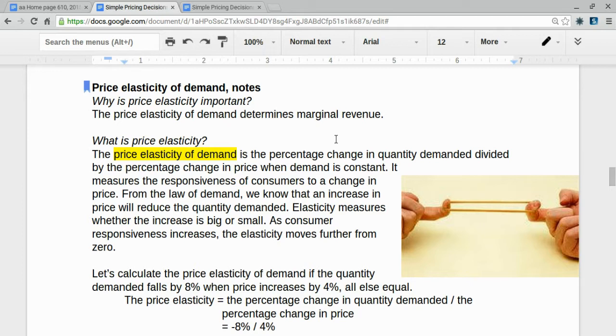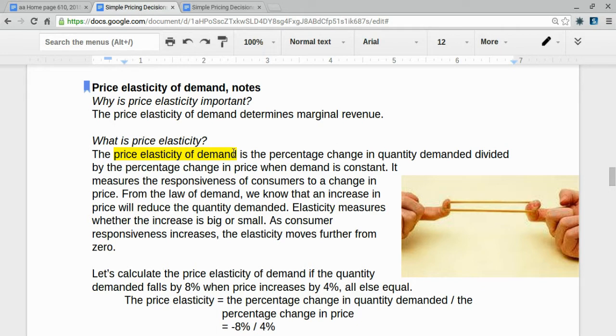We showed earlier that marginal revenue and marginal cost are two key pieces of information that determine whether or not the firm is producing the quantity that maximizes profit. So since marginal revenue is important, that means price elasticity of demand is going to be important as well.